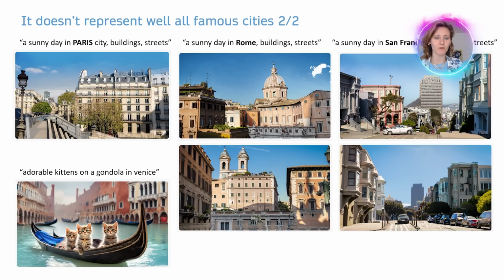And this applies also for other buildings. Yes, cities and buildings. For example, I tried Paris, and as you can see here, the urban style is very similar, but it's not exactly that city. Same for Rome, same for San Francisco, and same for Venice.